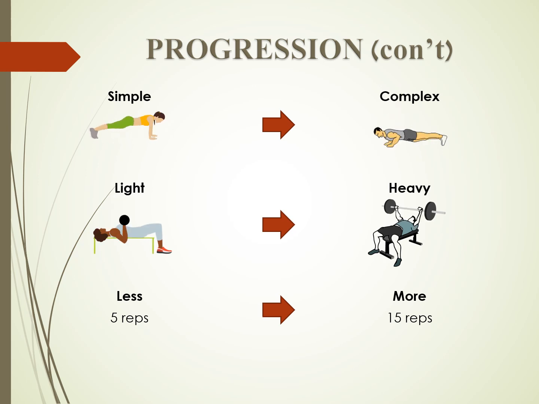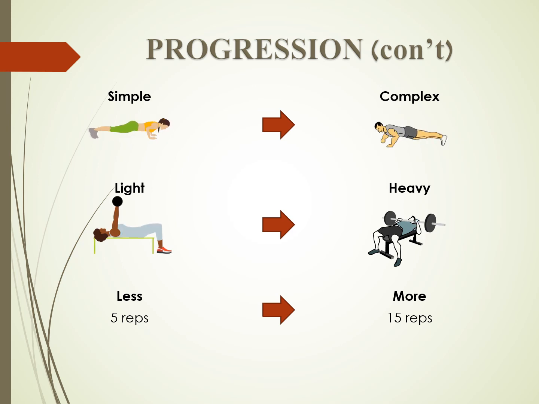So point number two is from light. Light is referring to the loads. From light loads, this woman is using the dumbbell, to heavy load, this man is using a barbell. So he progress from light load using dumbbell to heavy load using barbell.